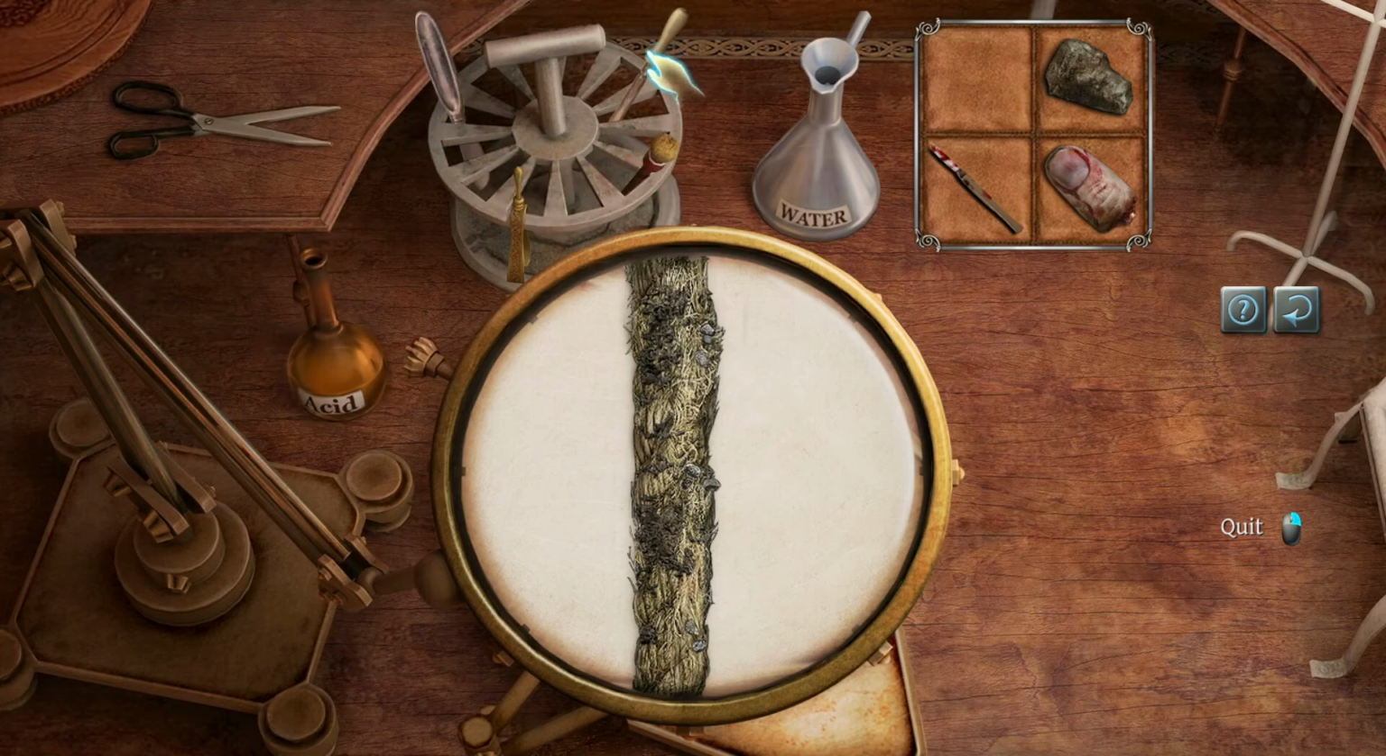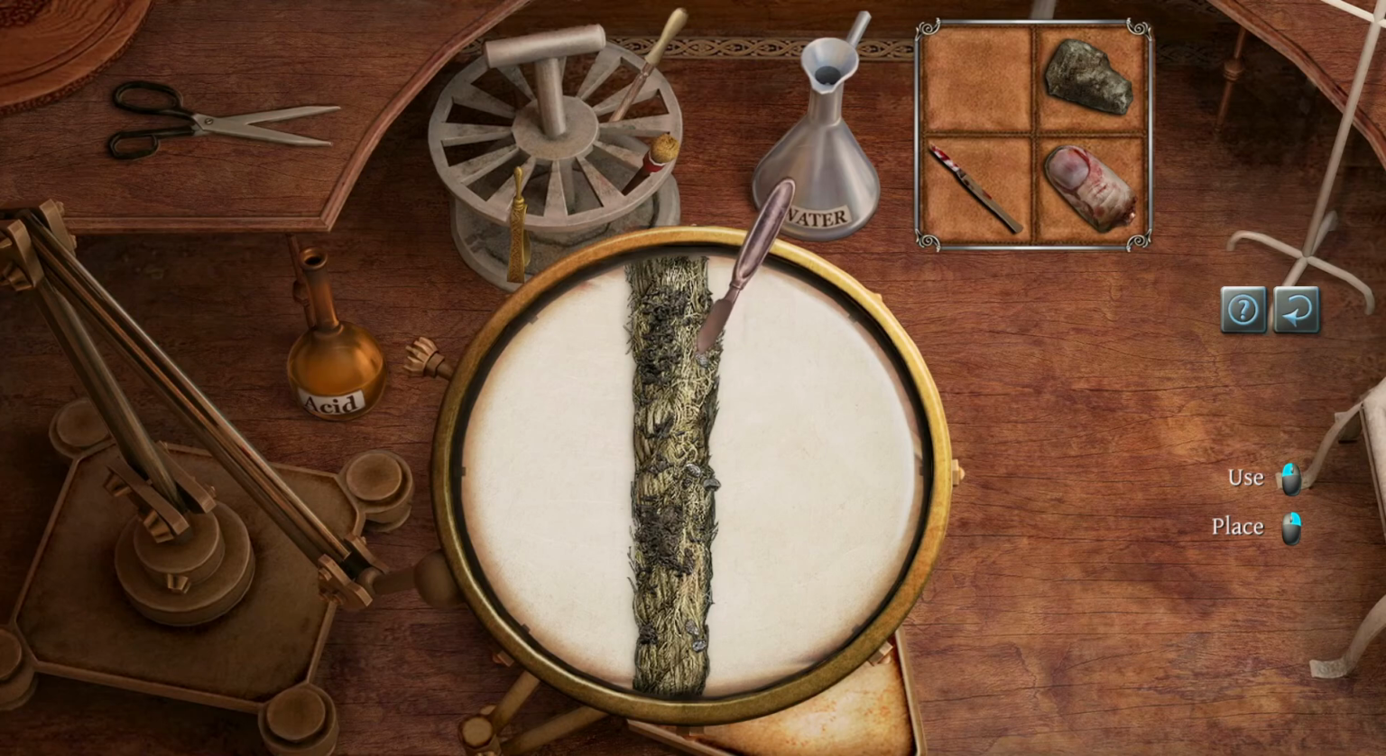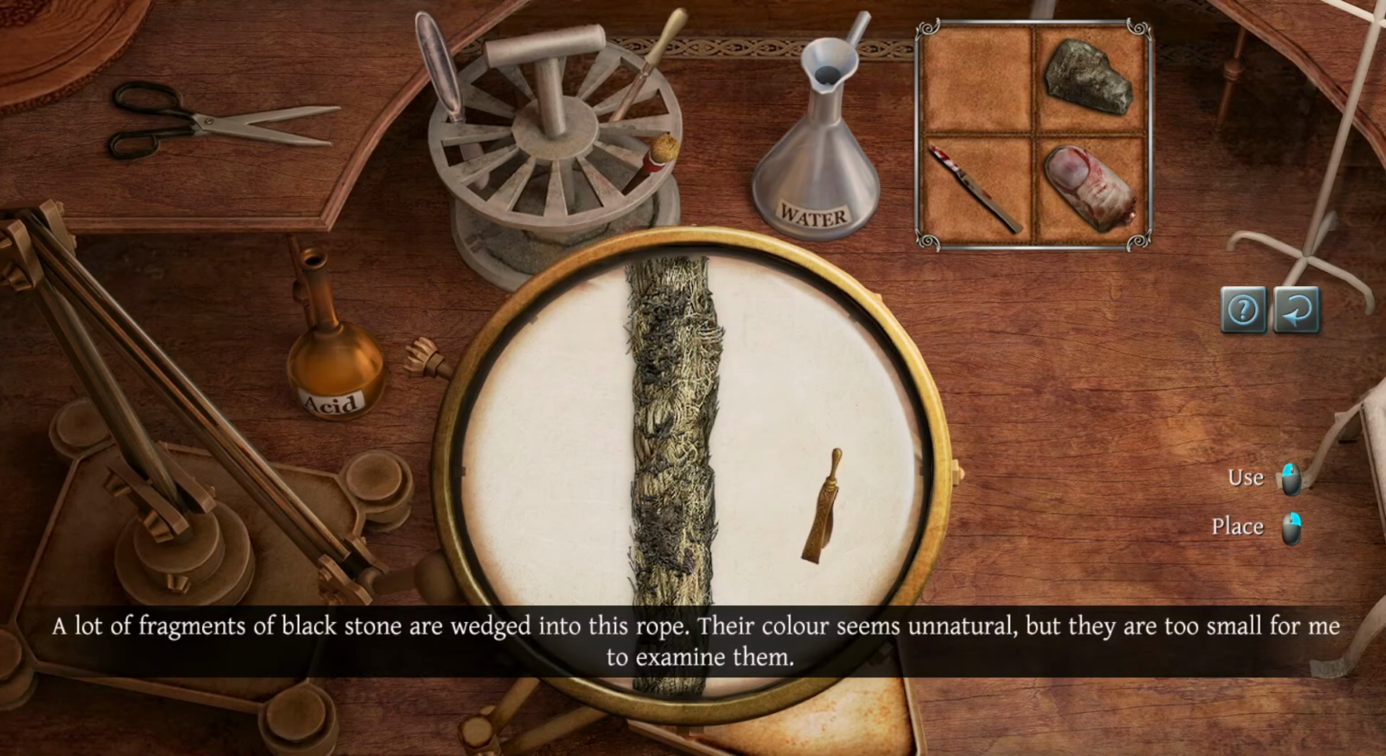Brush. Water. What else? No, we can't use the scissors. So let's start with the scalpel. Oh, there are pincers. Do we use those? A lot of fragments of black stone are wedged into this rope. Their color seems unnatural, but they are too small for me to examine them.